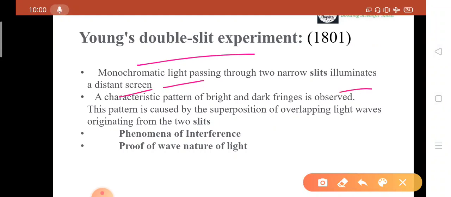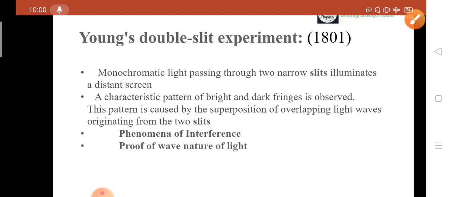But what Young showed was that when monochromatic light passing through two narrow slits illuminates a distant screen, a characteristic pattern of bright and dark fringes is observed. This pattern is caused by the superposition of overlapping light waves originating from the two slits. That is the phenomenon of interference, and it is a direct proof of the wave nature of light.